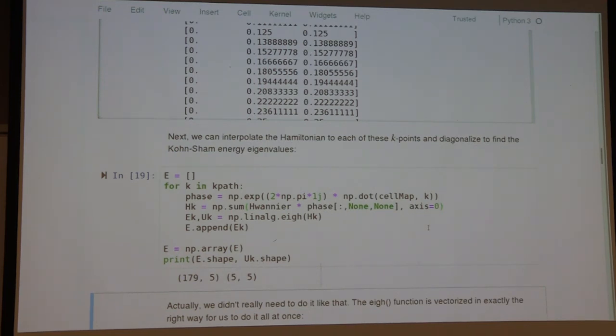Okay, so what I'm doing here is I'm computing the Fourier transform phase, summing over the phase multiplied by each entry in h Swanee. So this phase is along the first axis, which is where h Swanee had n cells by 5 by 5, and then I sum over that axis. So I'm multiplying each cell of the Hamiltonian by its appropriate phase and adding them up.